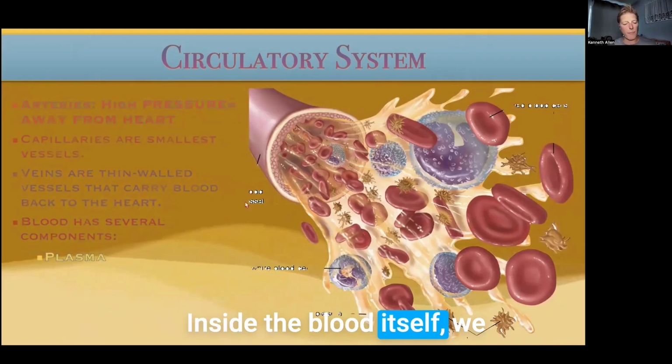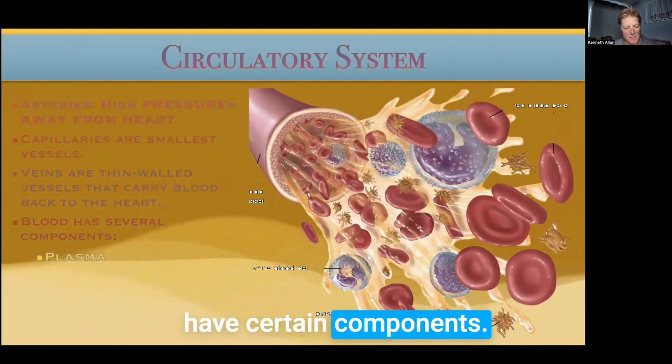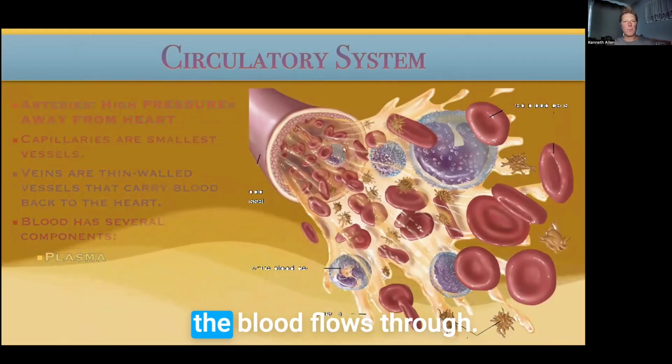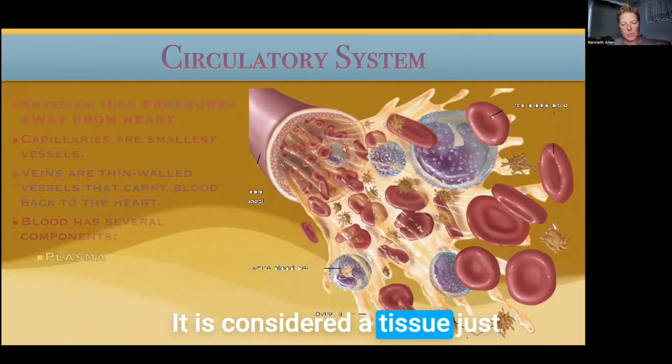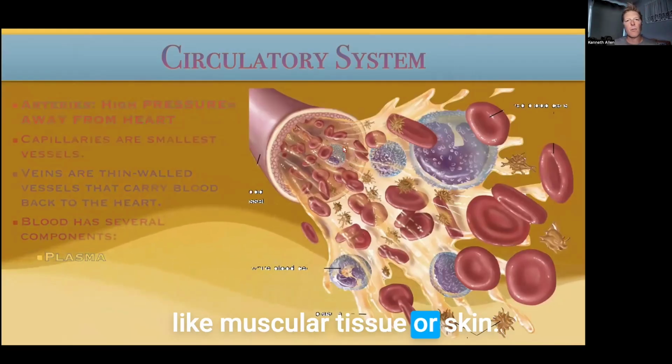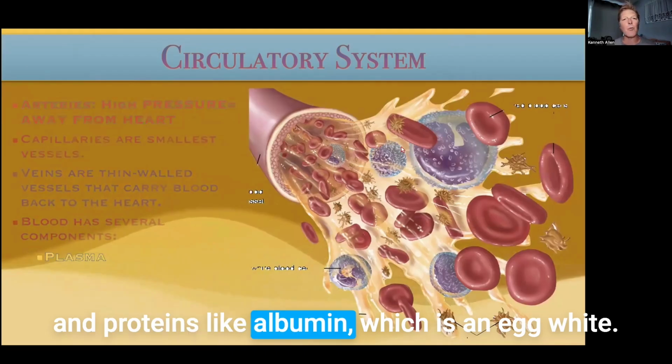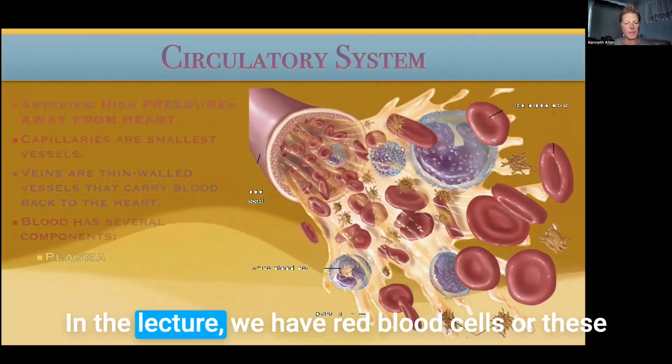Inside the blood itself, we have certain components. Plasma is the fluid of which the blood flows through. It is considered a tissue, just like muscular tissue or skin. It is a fluid tissue, and it consists mostly of water and proteins like albumin, which is an egg white. Keep that in mind for later in the lecture.